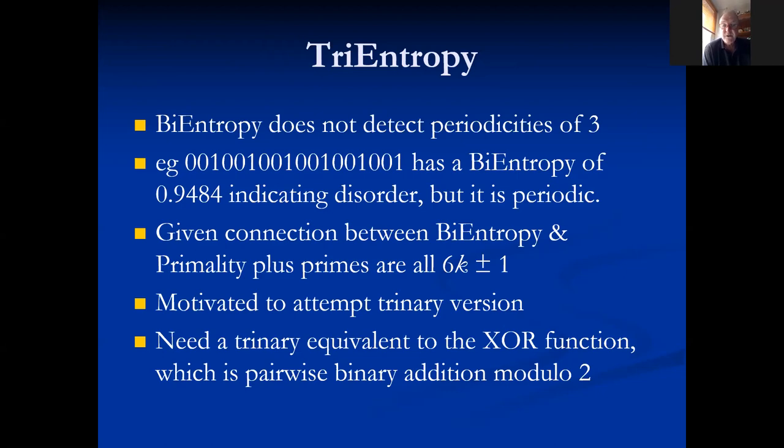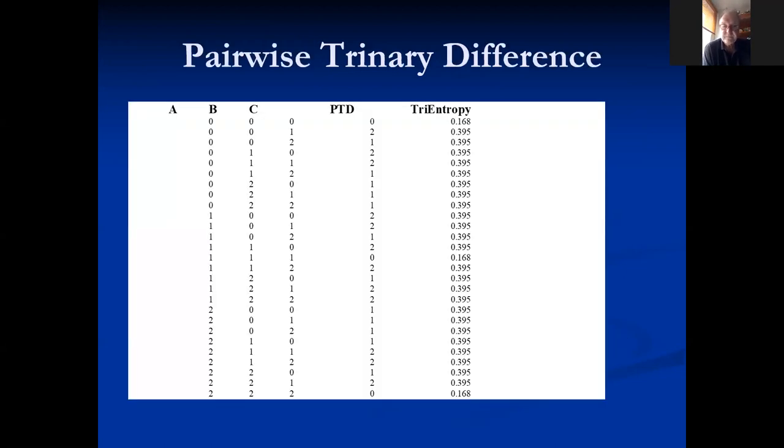So I developed what I called trinary exclusive OR, but John told me that it was what's known as a pairwise difference table. I think we've got that on the next slide. It's difficult to see, but the trientropy function has three inputs, A, B, C, and one output, and there are 27 rows in the table corresponding to each of the 27 possible combinations of trinary input. You probably can't see it, but the actual trientropy output in the final column on the right does look a bit dull. All but three of the entries are 0.395.